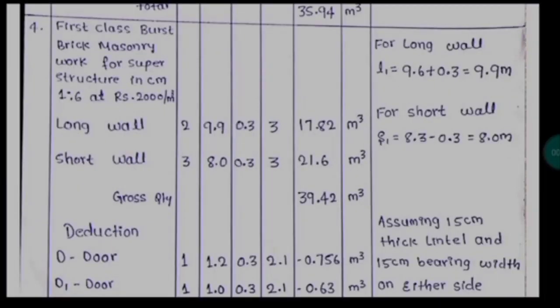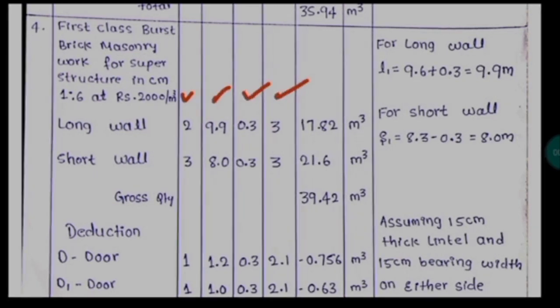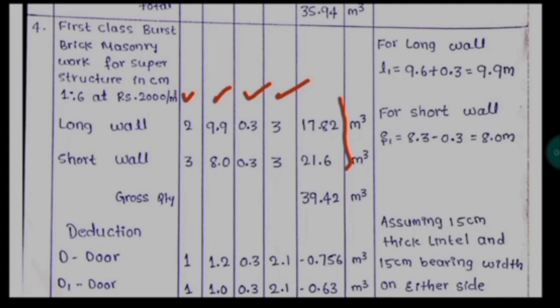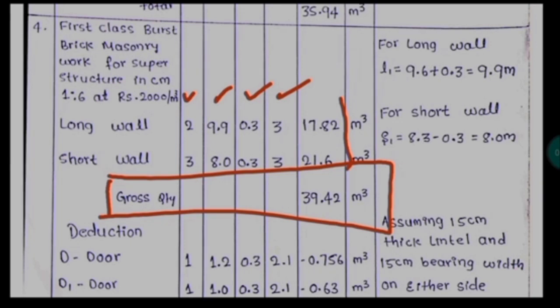And then the quantity will be obtained by multiplying the numbers length, width and depth. Then add the quantity of the long wall and short wall. You will get the quantity of the brick masonry. So this is the gross quantity. So we have to estimate the net quantity by deducting the openings quantity.